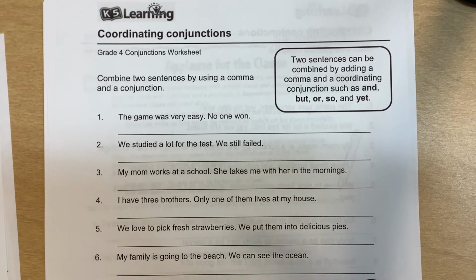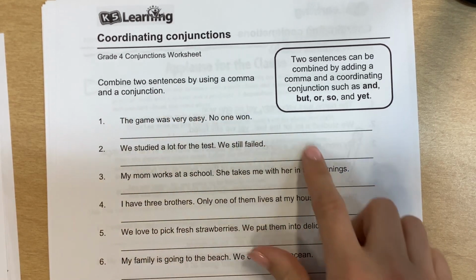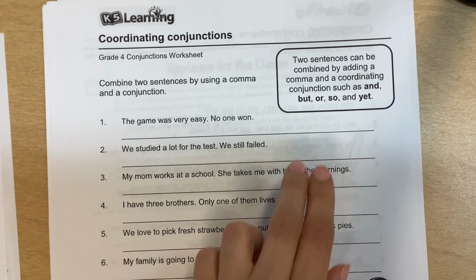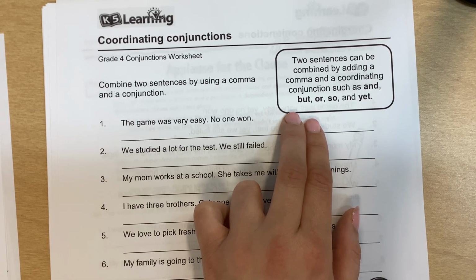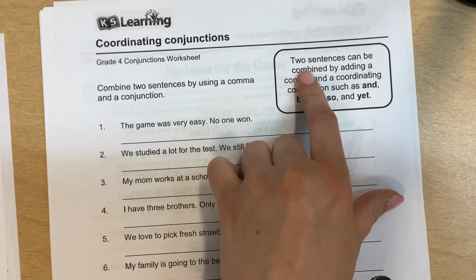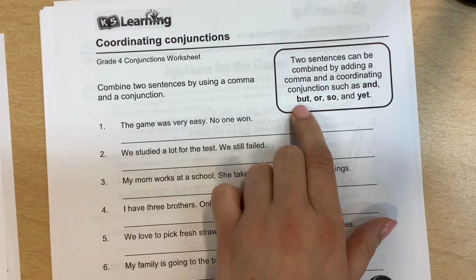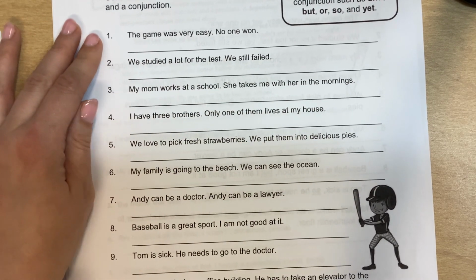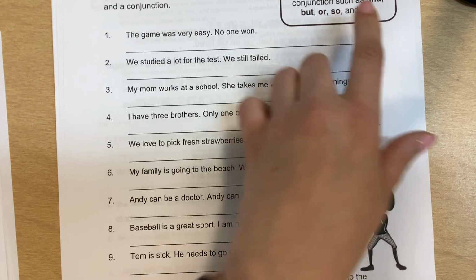And we're gonna combine 2 sentences by using a comma and a conjunction. So the conjunctions you're gonna use here are and, but, or, so, and yet. So anytime we see a little square like this or a little example, we wanna read it because it helps us understand what the page wants us to do. So 2 sentences can be combined by adding a comma and a coordinating conjunction such as and, but, or, so, and yet. So here's the sentences and what they say. So you have to determine where a comma would go and afterwards a conjunction.